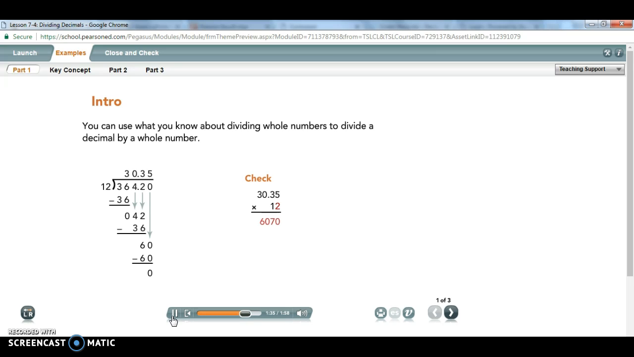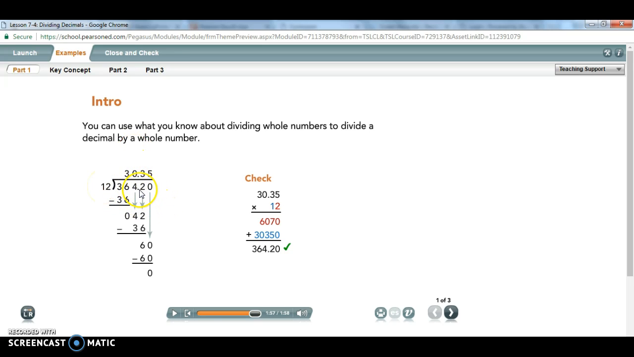Use standard multiplication. 30 and 35/100ths times 12 equals 364 and 20/100ths. The 0 placeholder does not change the value of the number, so 364 and 20/100ths equals 364 and 2/10. The answer checks.